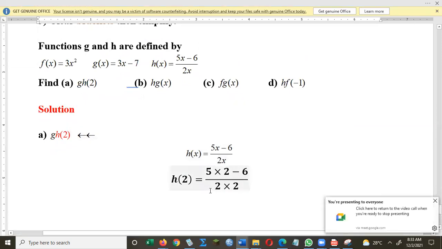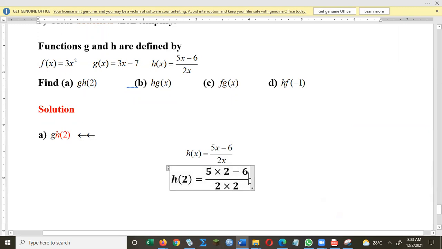We haven't finished yet. We haven't found H of 2 yet. Right, so he's asking now, so now we are here. What about the G? But we haven't finished H of 2 yet. We have to find what is H of 2. H of 2, what do you have?